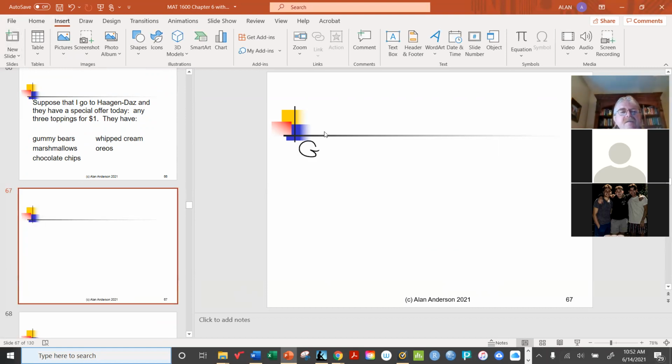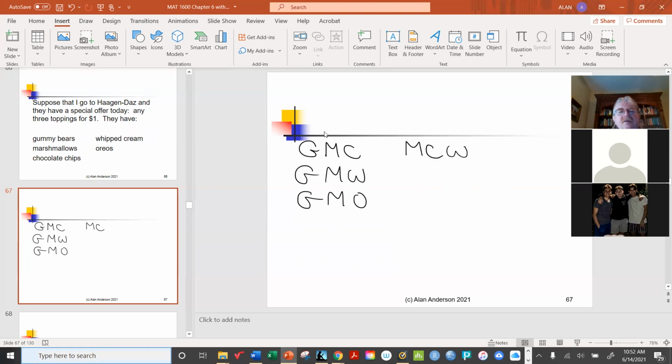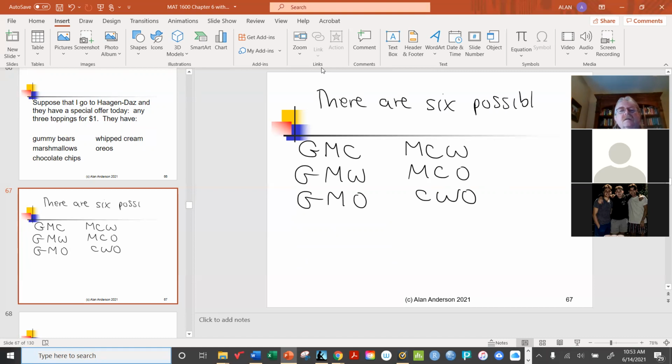So you can pick GMC for gummy, marshmallow, chocolate chips, GMW for whipped cream, GMO for Oreos, MCW, MCO, and then finally CWO. There are 6 possible choices when the order does not matter.